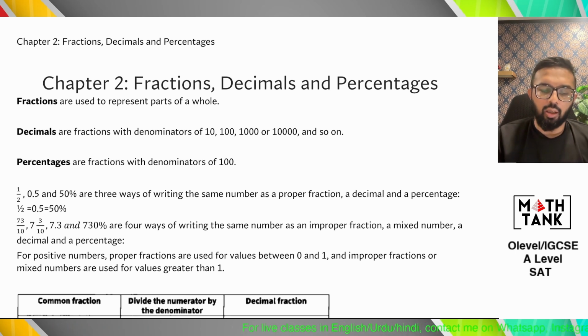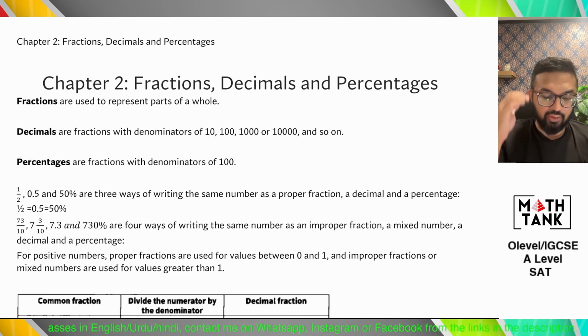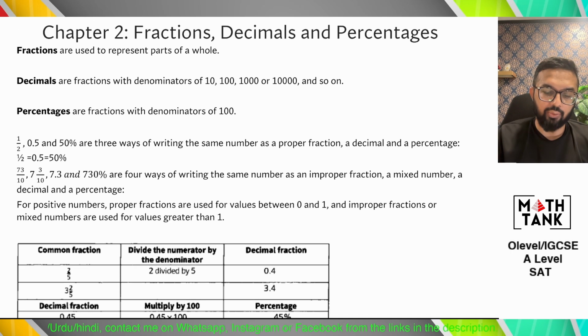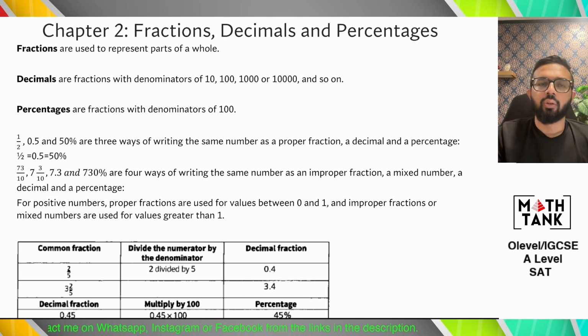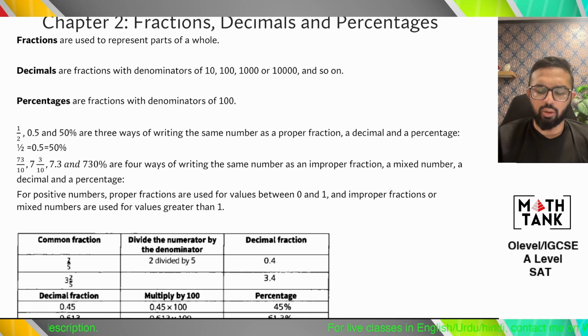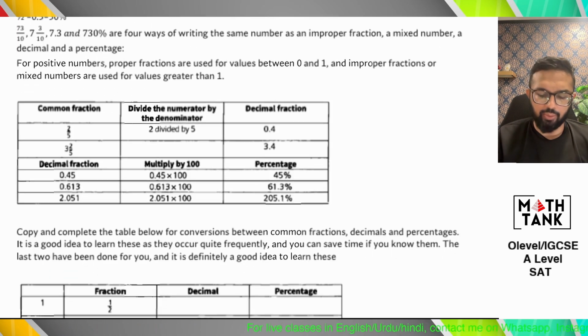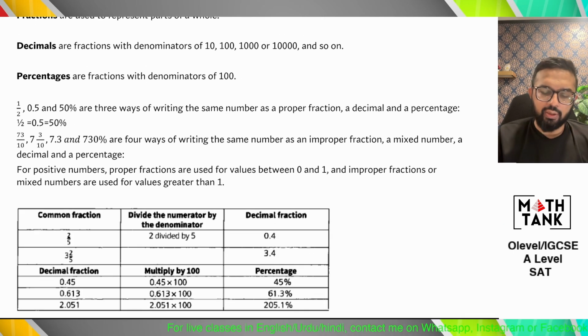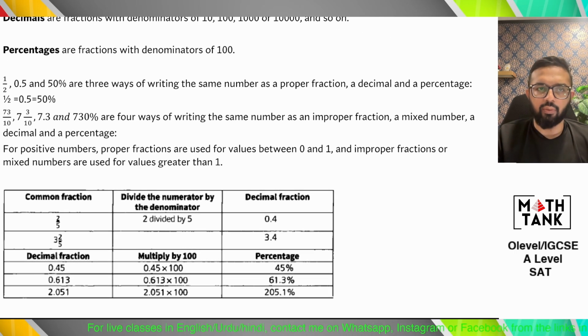Okay, let's start. It says fractions are used to represent the parts of a whole. Decimals are fractions with denominators 10, 100, 1000 or 10,000 and so on. So this is a basic definition. Percentages are fractions with denominators of 100. I'm not going into detail on what each of these is. We'll point them out as it comes up. The first thing that you should be able to do is convert from decimals to percentages to fractions and so on.